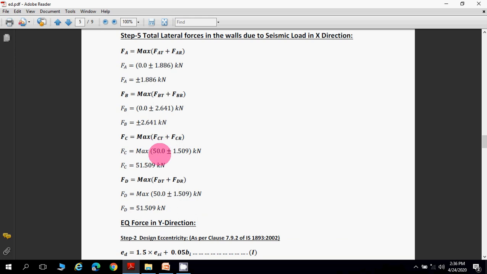We already found that this force is 50 kilonewton plus or minus 1.509 kilonewton. Why am I putting maximum here? If we put the value of plus 1.509, we get 51.509, and if we put the negative value, then it will be a lesser value. So we will choose the maximum value, whether it is positive or negative. So I'm choosing the maximum value, which is 51.509 kilonewton.